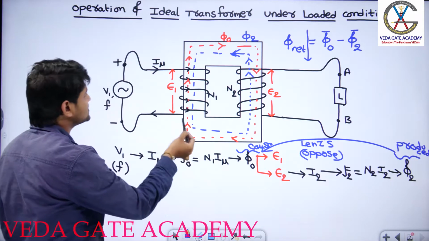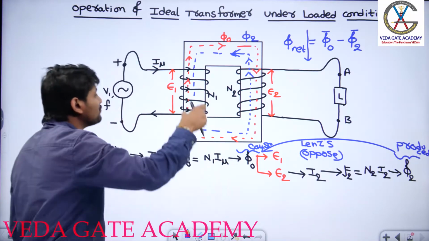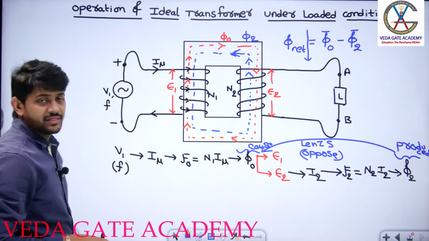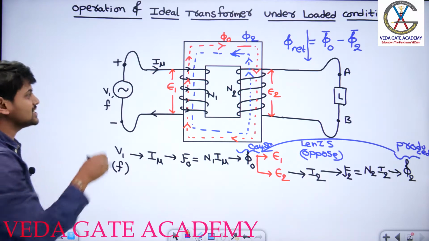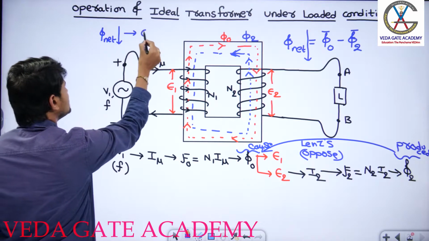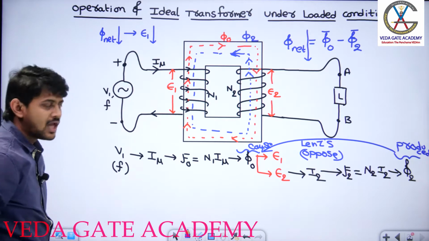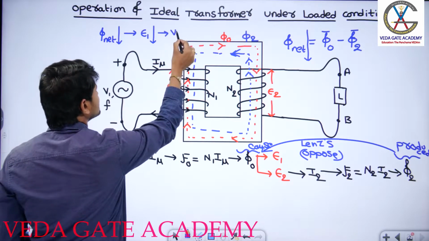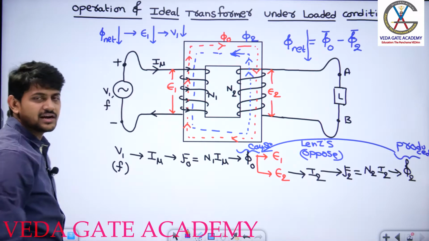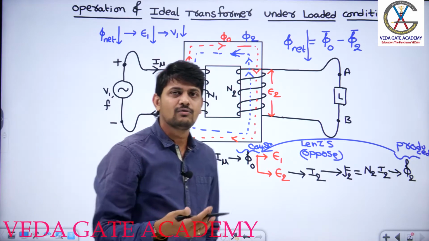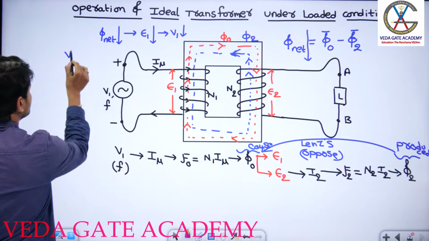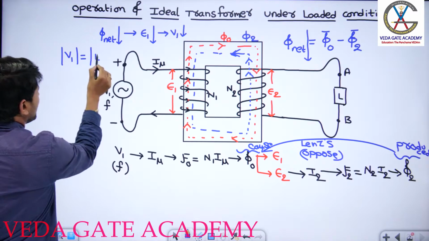As the net flux starts decreasing, what is the meaning of that? The amount of flux linking with the N1 turns also decreases. As the net flux linking with the N1 turns decreases, my induced EMF in the primary winding also decreases. As the induced EMF in the primary winding decreases, the applied voltage also has to decrease, because since it is an ideal transformer, we are assuming there are no losses and no winding resistance. If there is no winding resistance, applying simply KVL for this winding, the magnitude of V1 should be equal to the magnitude of E1.